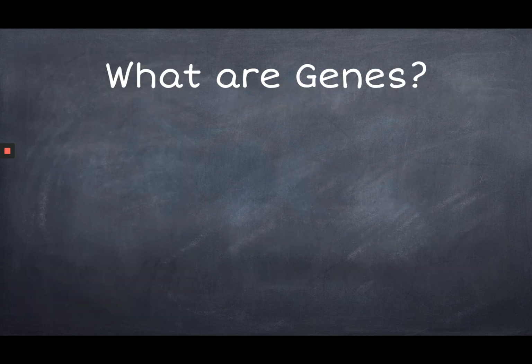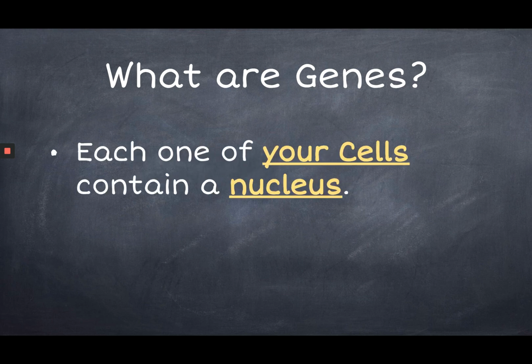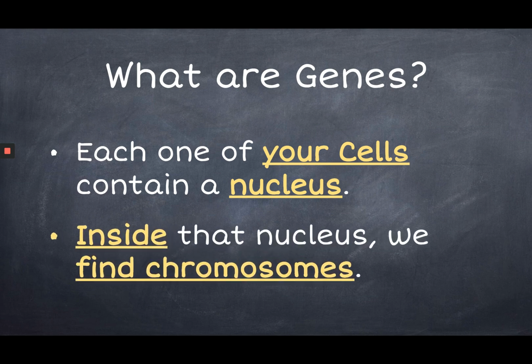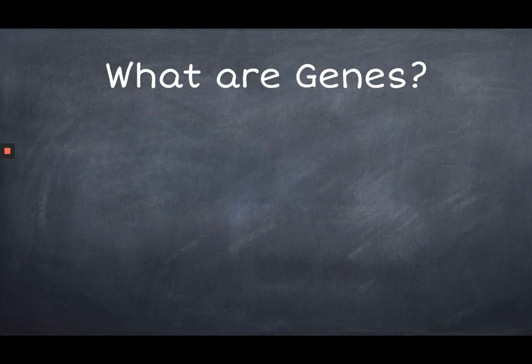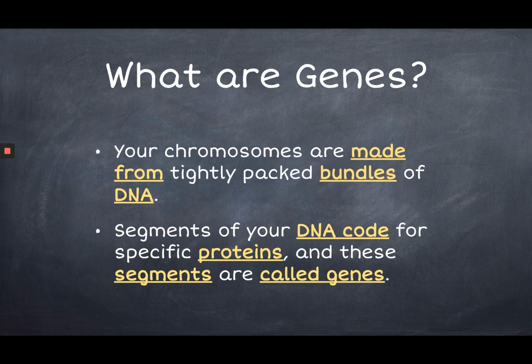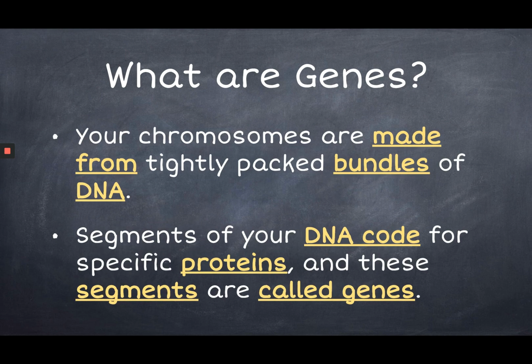So let's start off though with what we know today. Remember, Mendel didn't know any of this, but thankfully we know a little bit more than he did a couple hundred years later. So let's start off with genes. Now we know that every single cell contains a nucleus, right? And inside that nucleus, we can actually find your chromosomes. We can see these under a microscope, and chromosomes happen to be these really tightly packaged bundles of DNA.